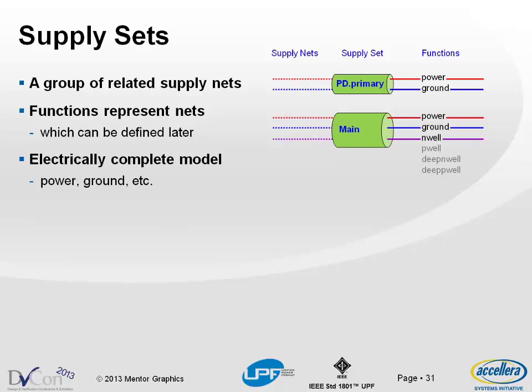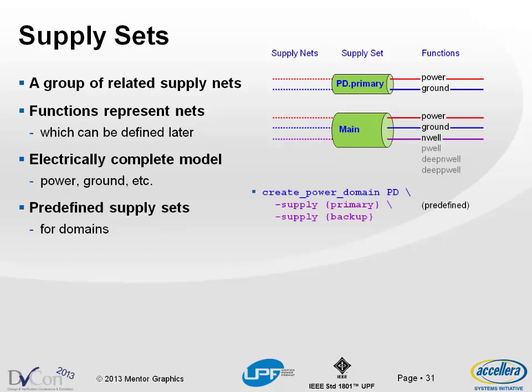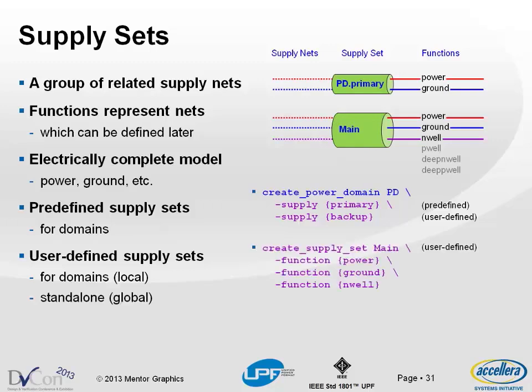Besides being electrically complete, both power and ground, it has a number of benefits. First of all, we can predefine some of these things. When you create a power domain, there's always going to be a predefined primary supply, which means that you've already got the connections necessary for the power and ground and anything else you need. You can also add user-defined supplies. Here, this supply backup is a user-defined supply in addition to the predefined supply. And you can create supply sets that you want to use as global supply sets that can be then connected to other things. It's like creating a cable that you can plug into different sockets.